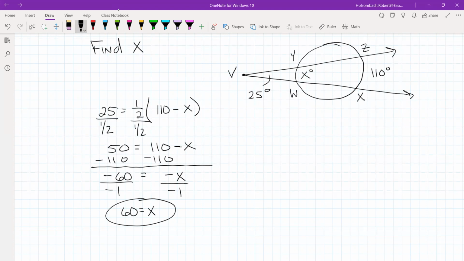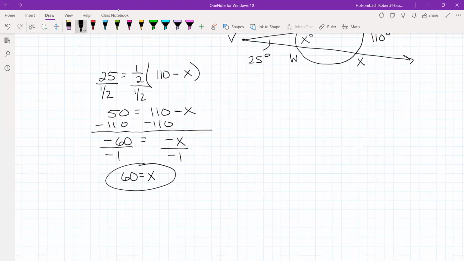All right, then your practice for today is going to be on page 746. Actually, it's going to start on page 745. Four through six. And then on page 746, 18 through 23.